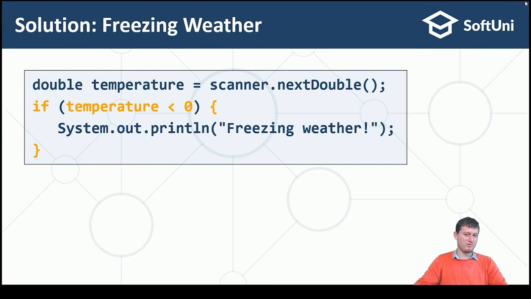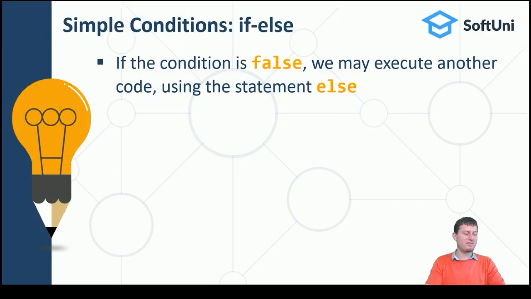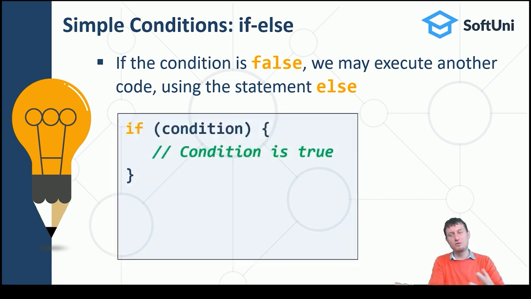I already demonstrated this for you, so we can go ahead and learn how to better use these if conditional statements. We may use if-else conditions, which means if the condition is false, we may execute another code. If the condition is true, we execute something. If the condition is false, or otherwise, we execute something else. This is the if-else construction.